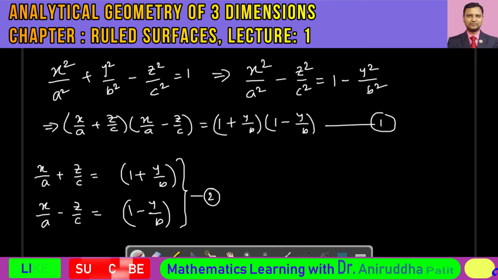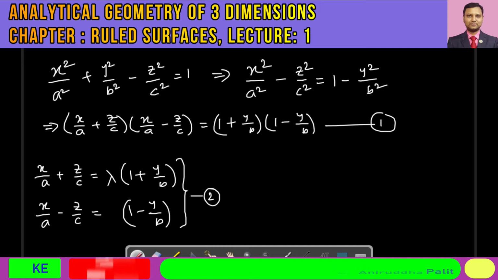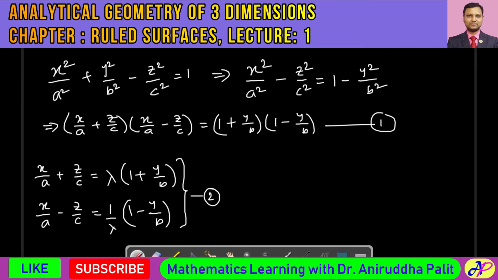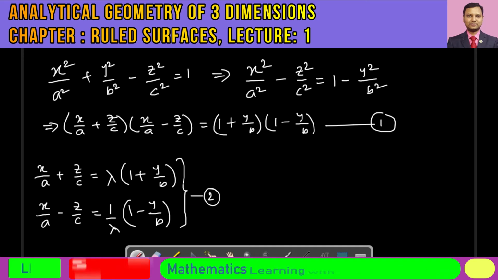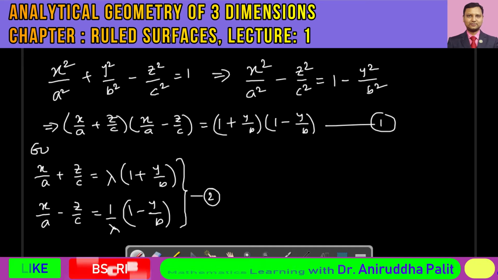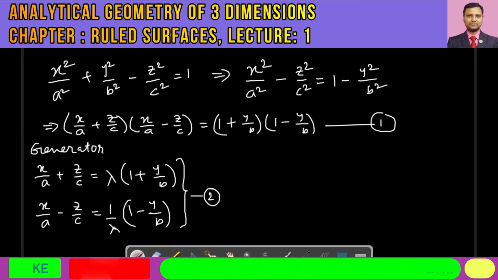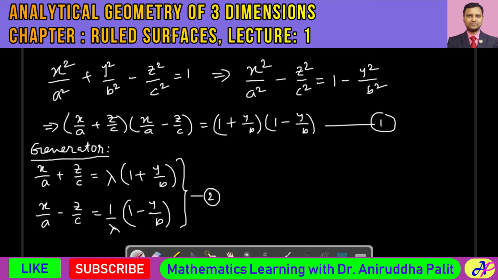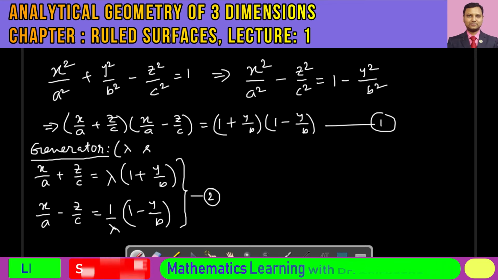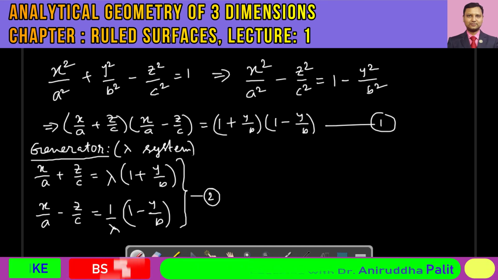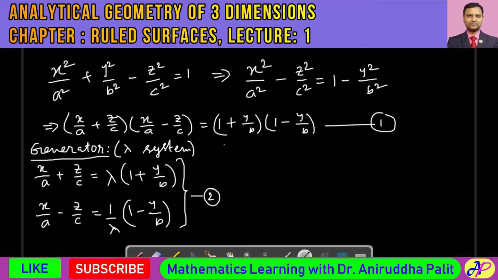Even if you consider a parameter lambda, like this, in that case also both of these two are actually representing two planes, and these two planes will together construct a straight line. So this would be one generator, and this straight line would be the equation of that generator. Okay, this is the equation of a generator, and for different values of lambda we will get different generators, and that's why this is called lambda system of generators. And there is one more system of generators.